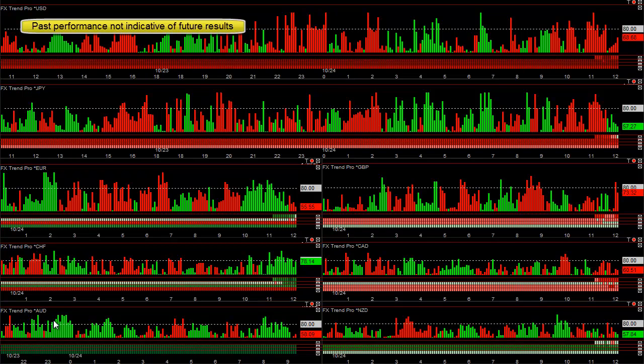This is our FX Trend Pro, which is made up of 5 of our different statistical trend tools. 3 of them measure the direction of each pair. Is it going up or down? And what percentage of dollar pairs are going up or down? And the other 2 measure both intermediate time frame intensity and bar by bar intensity. And this is set to a 5-minute chart.